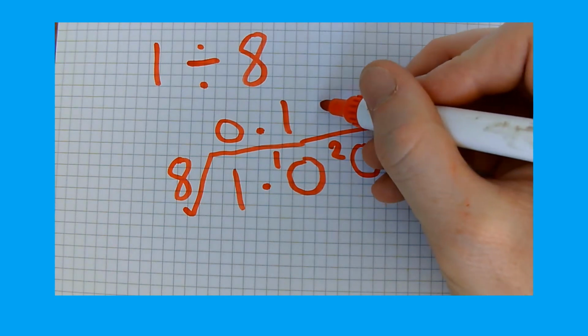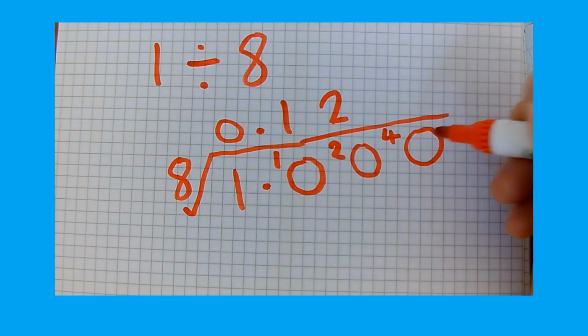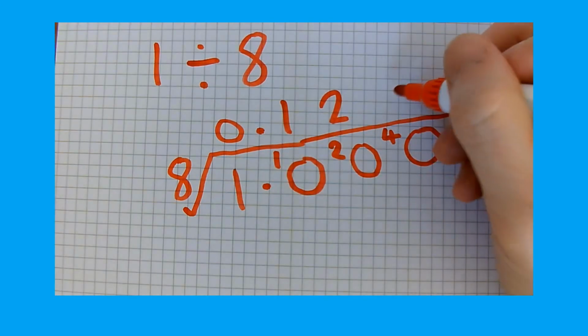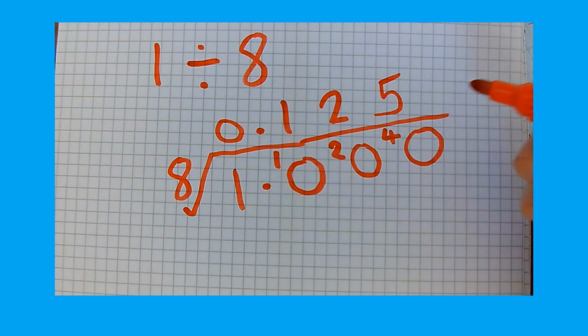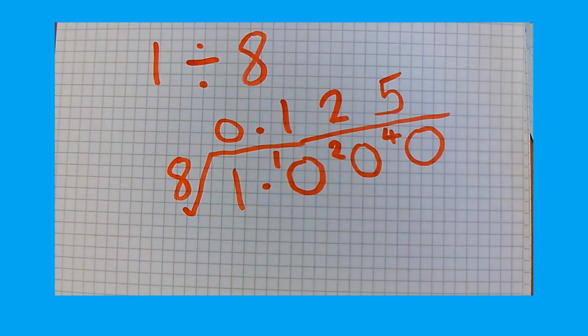Would be 2, remainder 4. And how many 8s go into 40? Would be 5. So 1 divided by 8 would be 0.125.